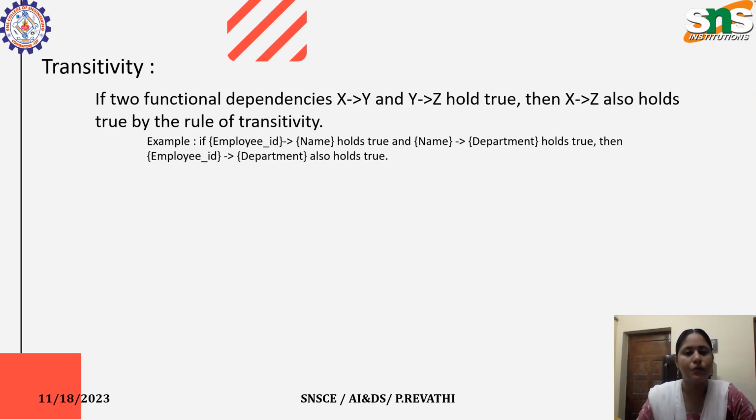Transitivity. If two functional dependencies X determines Y and Y determines Z hold true, then X determines Z also holds true by the rule of transitivity. For example, if employee ID determines name holds true and name determines department holds true, then employee ID determines department also holds true. So, employee ID determines department is called transitivity.